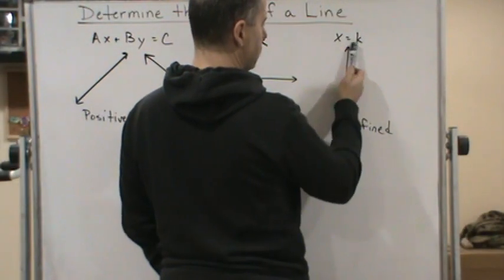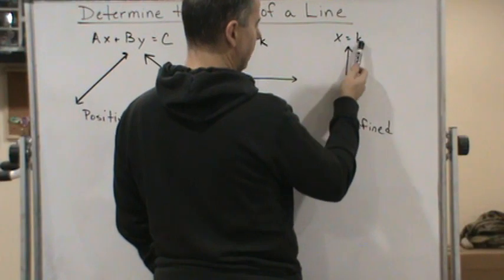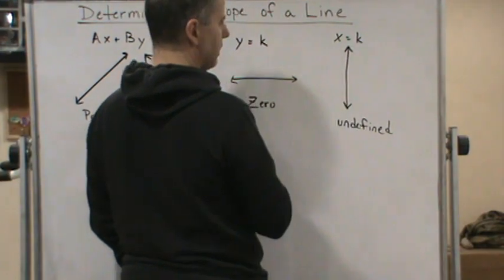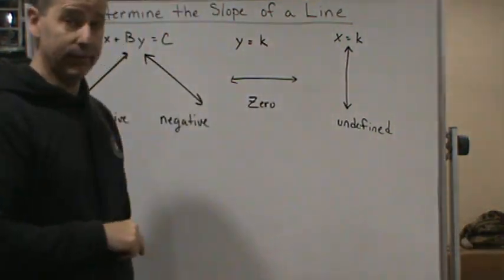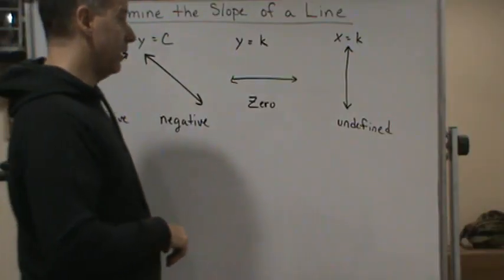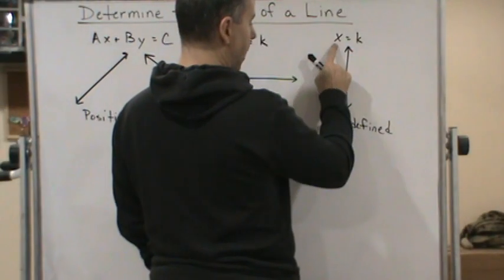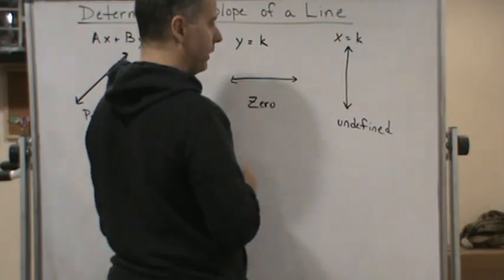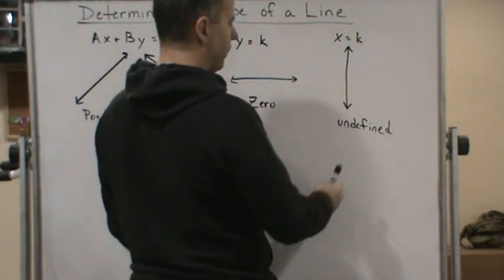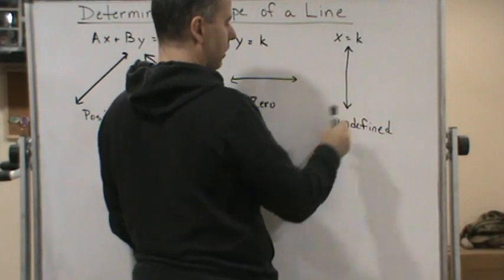Now what about this one? We've seen this one before too in the first example. X equals k, so k again is a constant. Again, there's no y variable in this. So this is telling us that x remains unchanged regardless of what the y variable is. So that would give us a vertical line, right?